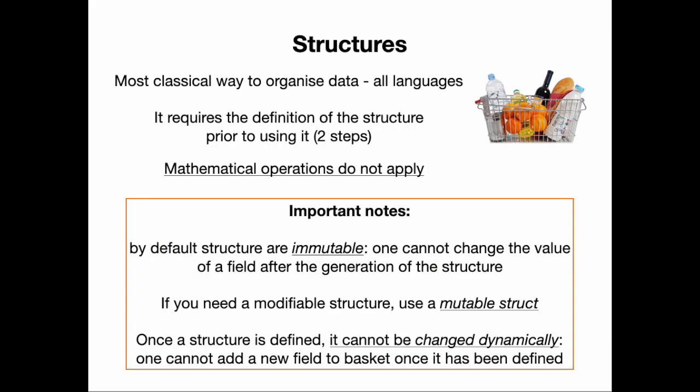Some important notes. The structures are, of course, very popular because it's a programming tool that is basically all over the place, in all different languages. In Julia, the structures are by default immutable. What this means is that one cannot change the value of a field after it's been generated. So I cannot a posteriori change the number of bottles of milk to 2, for example. If you need to have a structure which has a modifiable field, then there is another type which is called a mutable structure. I do not cover this in the lecture, but you basically just have to add mutable in front of struct, and then the fields will be mutable. You will be able to change the values of the fields.